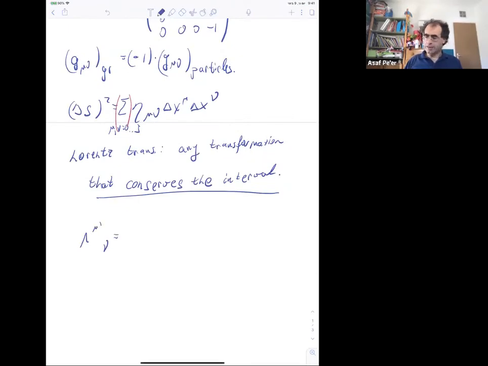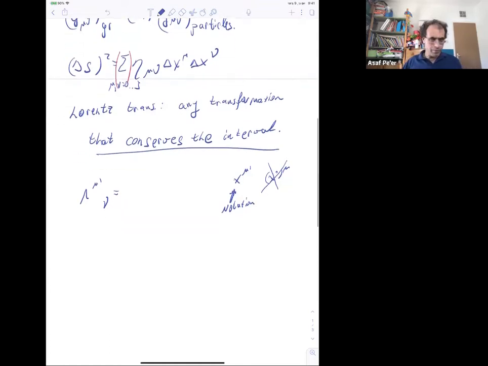I write it down with one upper index, one lower index. There is a bit of subtlety of notation, because I told you that for the frame S prime, I would write x mu prime and not x prime mu. So this is the notation that I'm using. But here it's a transformation matrix between two different frames, so I'm using lambda mu prime and then nu. It has a different meaning from lambda prime mu nu. So we have lambda mu prime nu.